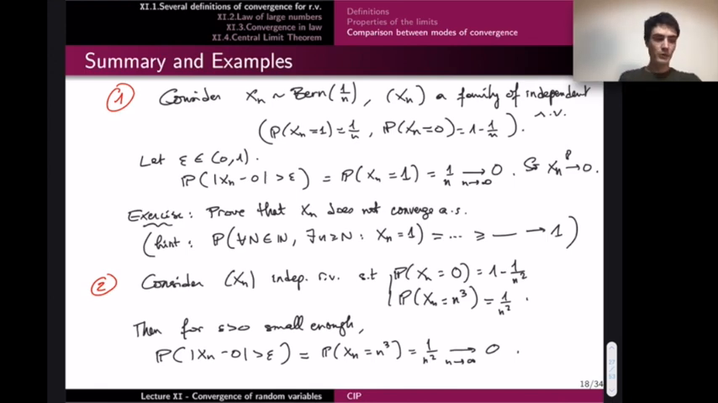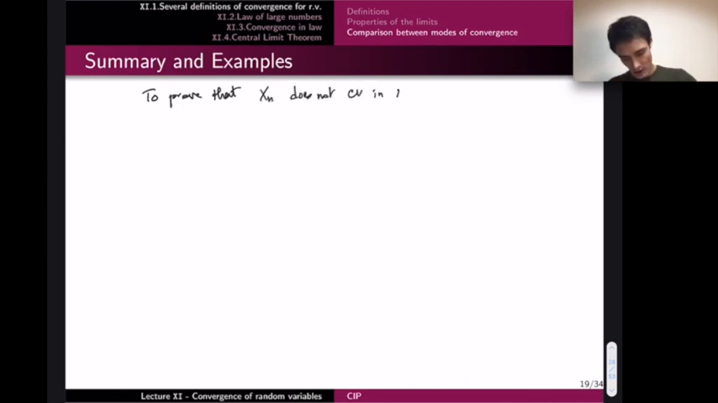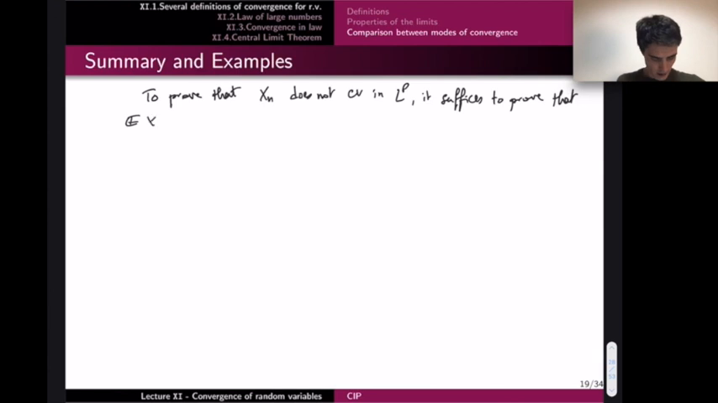Okay, and now we'll prove that it does not converge in LP. So for this, actually, I just need to prove that the LP norm of Xn goes to infinity. To prove that Xn does not converge in LP, it suffices to prove that the expectation of Xn to the power p goes to infinity.